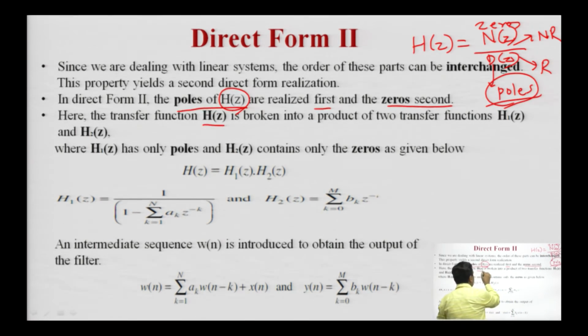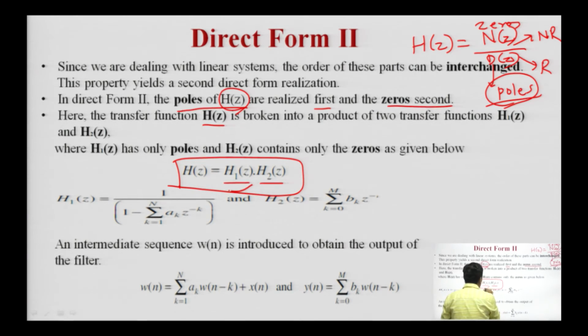Now, if H(z) is given to you, so you have to break up this H(z) into 2 parts. H(z) is equal to H1(z) into H2(z). It means all the poles and all the zeros. So, the sequence will be the same. At first we have to put all the poles and after that we have to put all the zeros. Okay. So, it is okay to everybody, I hope.